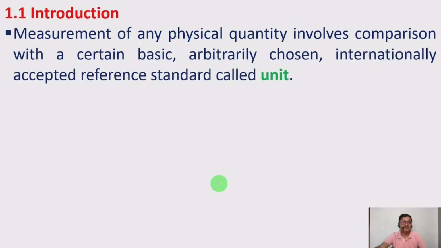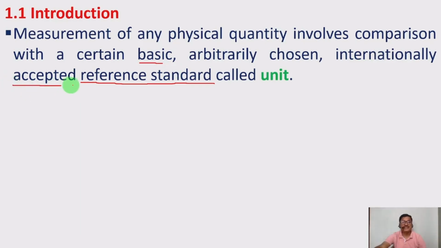First, I'll take the introduction. Measurement of any physical quantity involves comparison with a certain basic, arbitrarily chosen, appropriately chosen, internationally accepted reference standard. Measurement requires one reference standard, and that standard should be basic and arbitrarily chosen. That is, wisely we have to choose the suitable one. It should be internationally accepted.